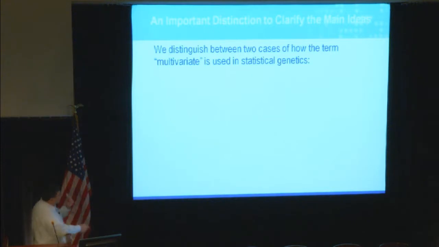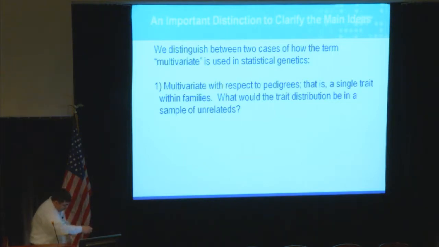To introduce that term, I need to make a distinction between the 2 ways in which the term multivariate is used in statistical genetics. The first way is the most common way in which multivariate is used. We say that a trait is multivariate normal within families, right? Now, I asked this question: what would the trait distribution be in a sample of unrelateds? Usually, if it's continuously distributed, it'll be just a univariate normal. But the reason why we posit a multivariate normal distribution in pedigrees is to allow us to account for the non-independence in that family, right? And we can account for the non-independence by way of the kinship matrix, because that will give us a measure of the extent to which individuals are related, i.e. non-independent.